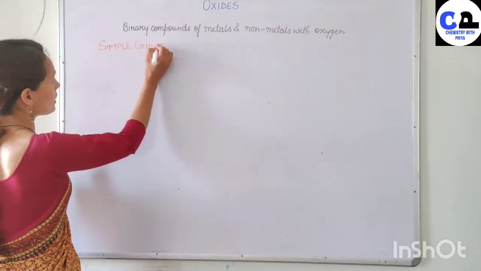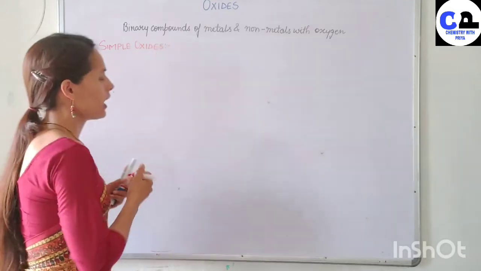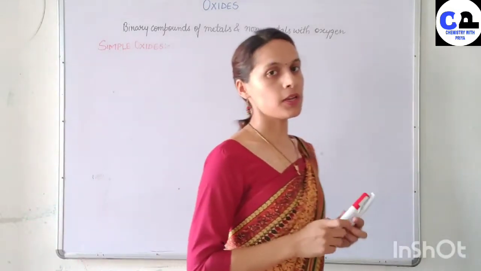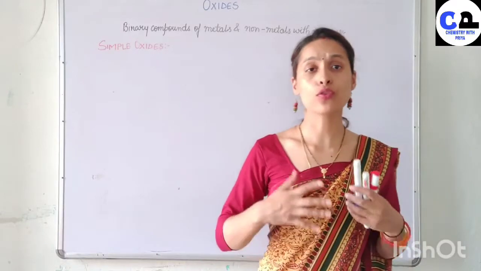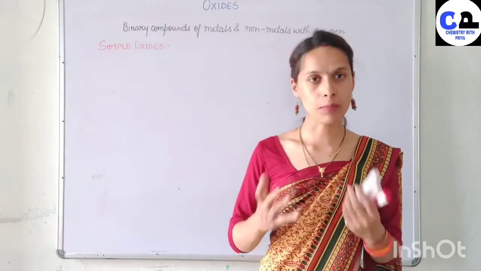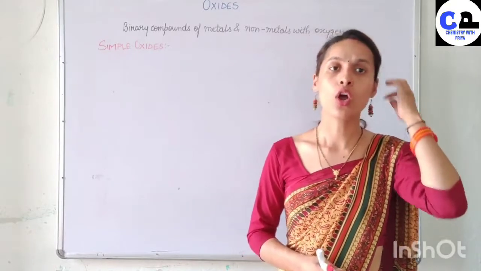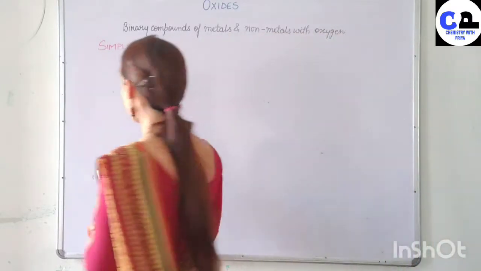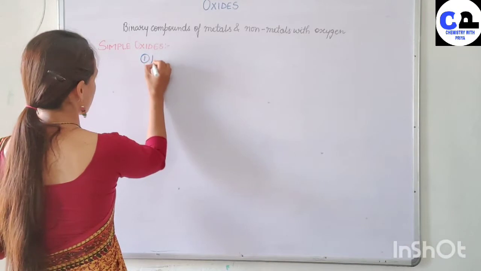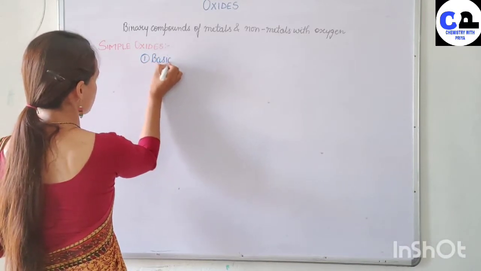Now, we have a number of simple oxides, and those simple oxides are classified into 4 different categories. The first category of simple oxide is basic oxides.